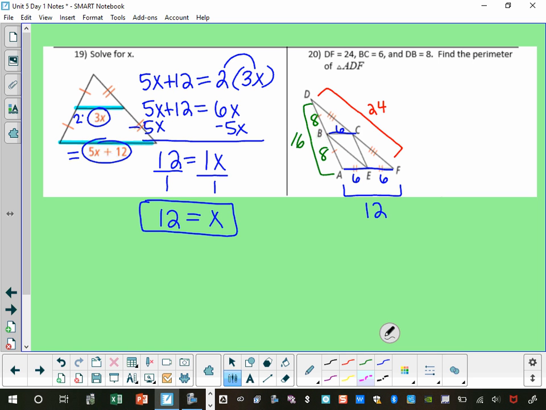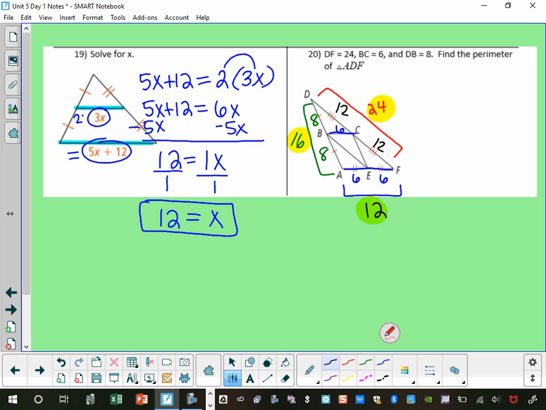And just so we can fill this out, Jackie, let's look at DF for a second. The whole side is 24. What's each piece going to be? If they have to be the same, what's 24 divided by 2? 12. So that means that this would be 12 and CF would be 12. But for the perimeter, what I need to know are all my outside numbers. So that part was 16, DF was 24, and AF was 12.